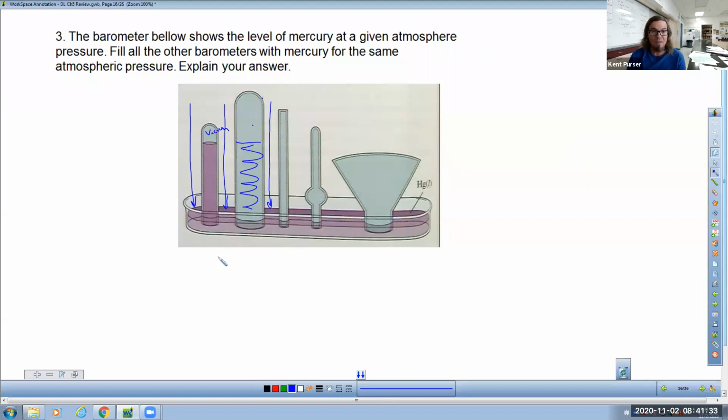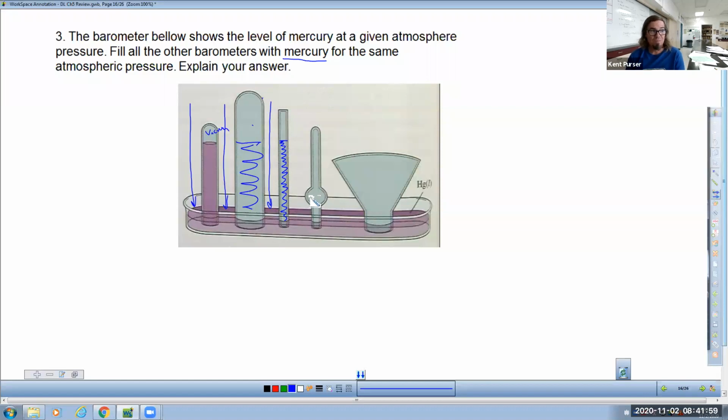It doesn't matter how wide the tube is because pressure doesn't care about that. Pressure already incorporates area, cross-sectional area, into its formula. In this one here, a skinnier tube, same thing. Now, you could make an argument that in this tube here, if some capillary action was possible, maybe it would go a little bit higher. But it is mercury, and mercury doesn't exhibit that kind of attraction to the walls of the container. Therefore, it should be the same level.